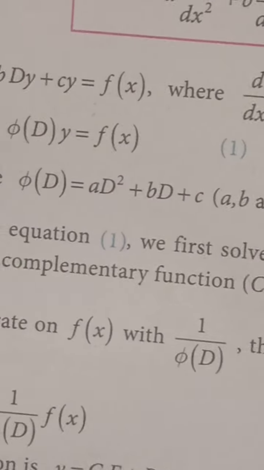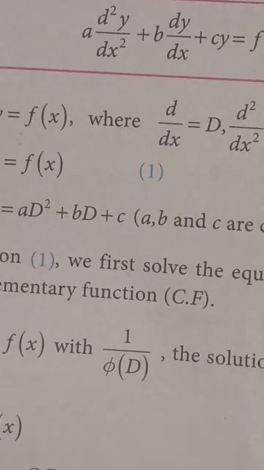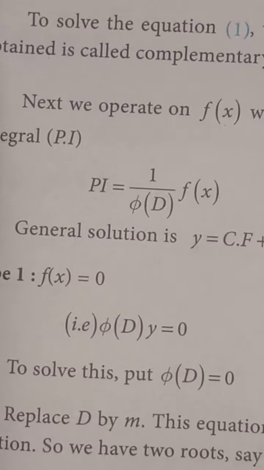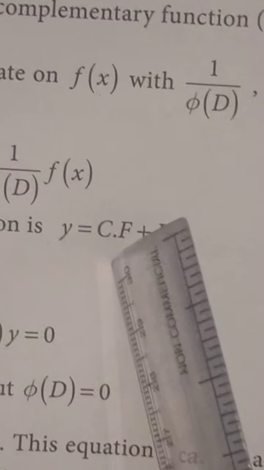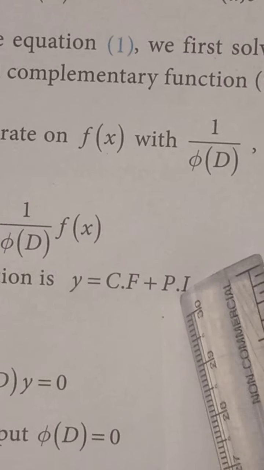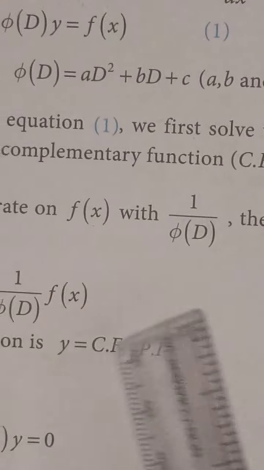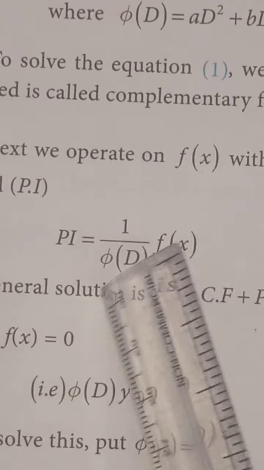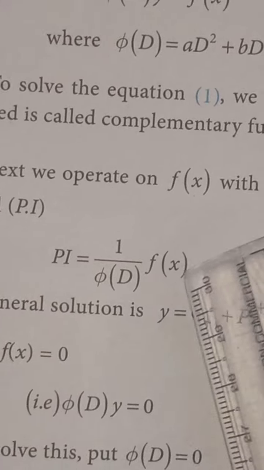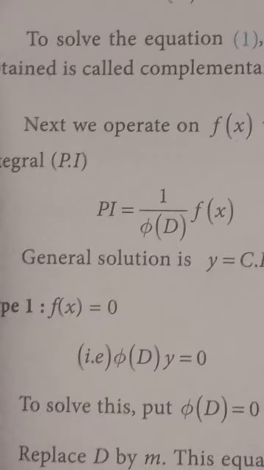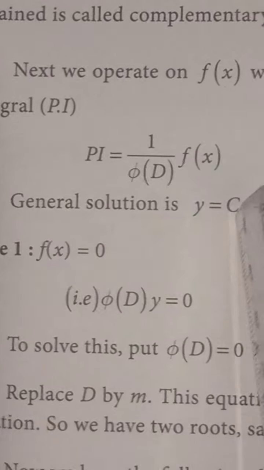Now, in this part, the final solution is y equals CF plus PI. CF refers to the complementary function and PI refers to the particular integral. The particular integral is equal to 1 by psi of D into f of x. Then how to find the complementary function?